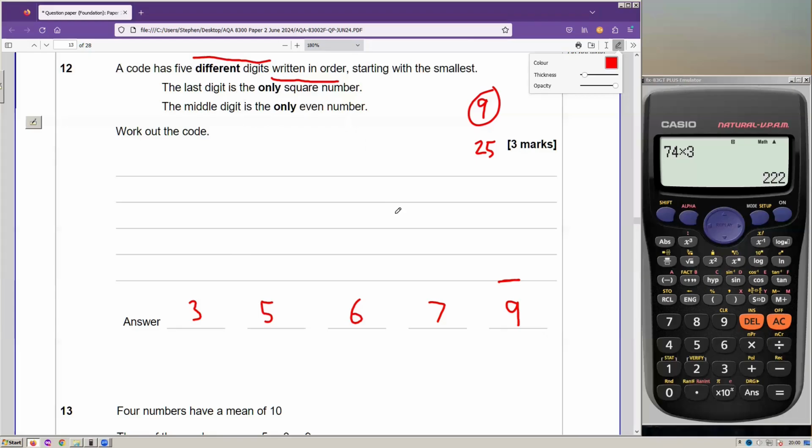The last digit is the only square number, 9. Middle digit is an even number, 6. Okay, so we've got to put 7 in there, can't put 8. We can't put 4 there, so we put 5. And we can't put 1, and we can't put 2, so we have to put 3. Can't put 1 because it's a square number, can't put 2 because it's an even number. It has to be 3. That's it. Done.